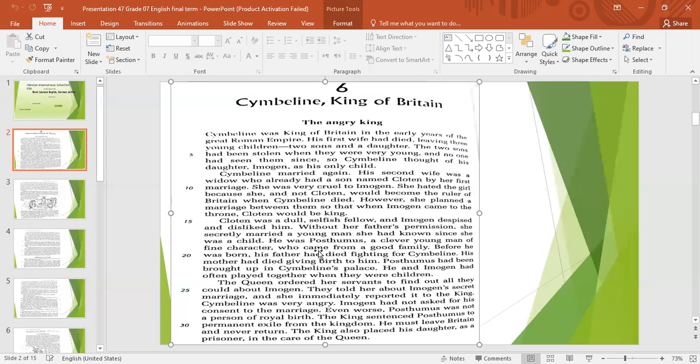He was Posthumus. Dear students, a Posthumus is a boy who is born after the death of his father. A clever young man, a fine character who came from a good family. Before he was born, his father had died fighting for Cymbeline. His mother had died giving birth to him. Posthumus had been brought up in Cymbeline's palace. He and Imogen had often played together when they were children.